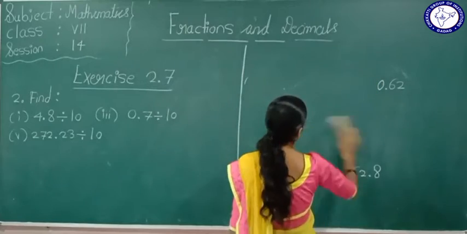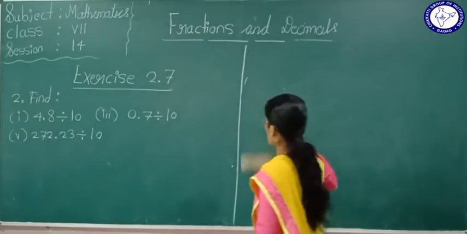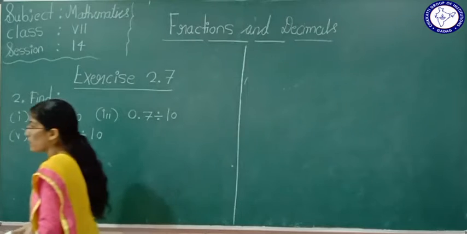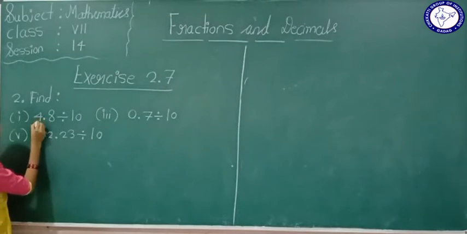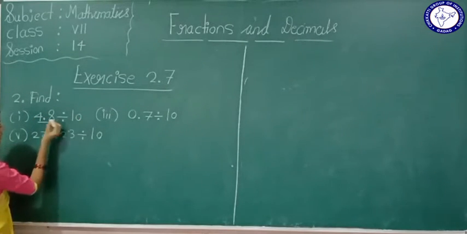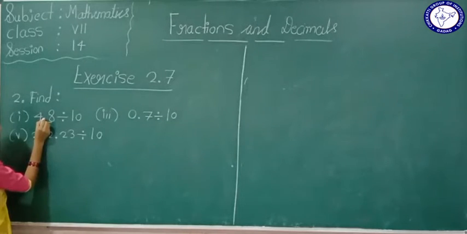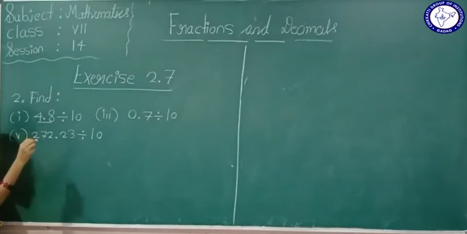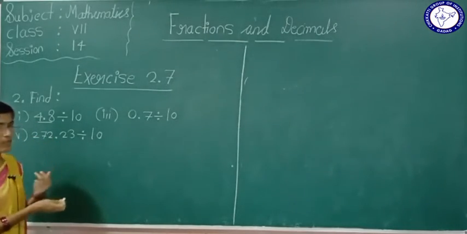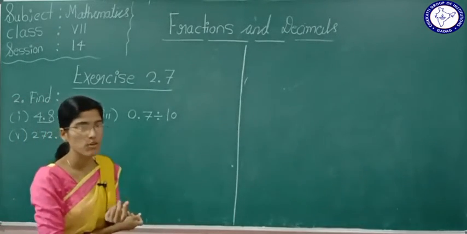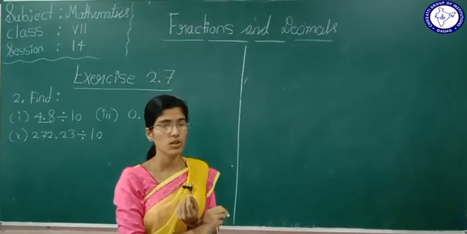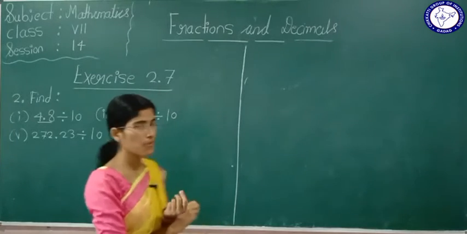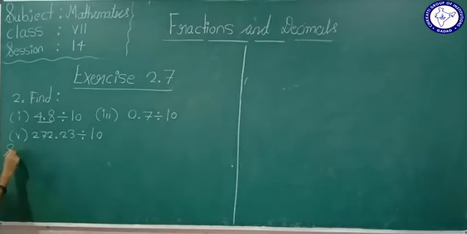Now see students, just revise it. What I told in the last class, how to divide a decimal number by 10. While dividing a decimal number by 10, just shift the decimal point to the left by one place. If we want to divide a decimal number by 10, just shift the decimal point to the left by one place in the decimal number. Now see here, solution.